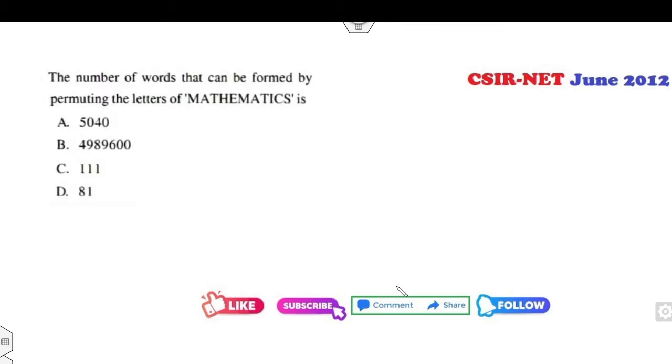Okay, look at this next one. The number of words that can be formed by permuting the letters of MATHEMATICS.